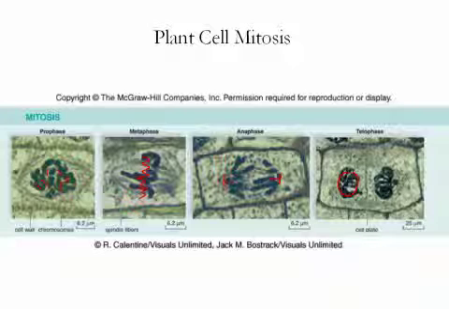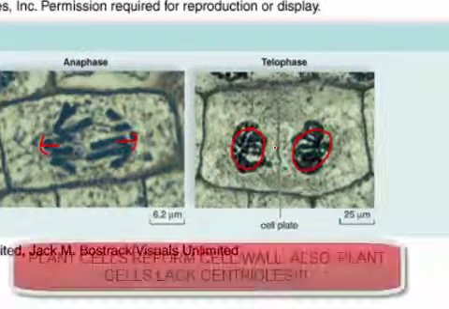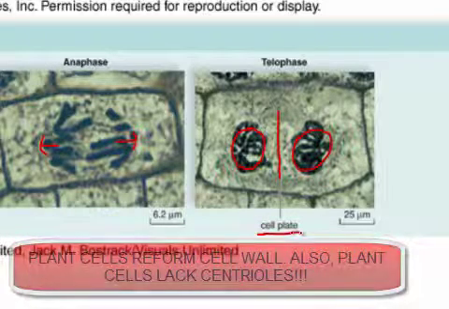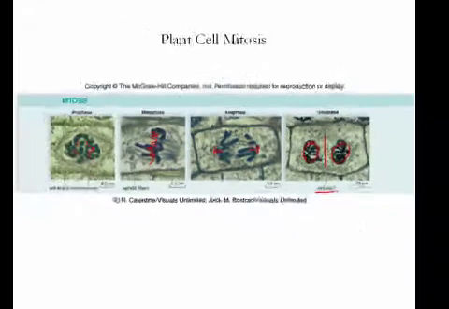The final step in plant cells is also cytokinesis. Remember, a plant has a cell wall, and so we have to additionally reform the cell wall. So in the diagram on the far right, you can see indicated the cell plate, and this is where that cell wall is beginning to reform.